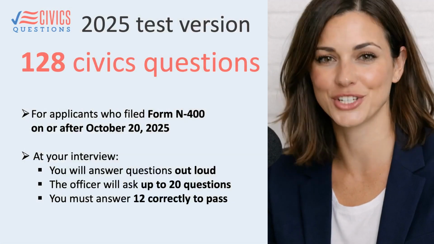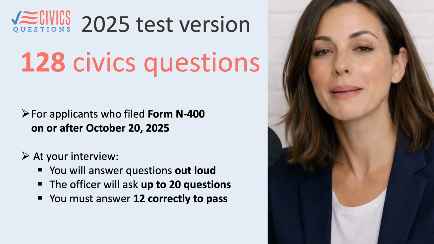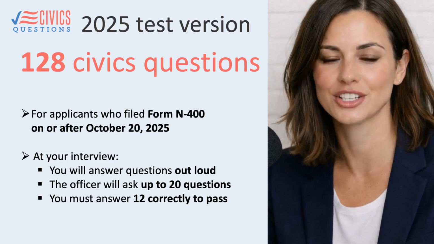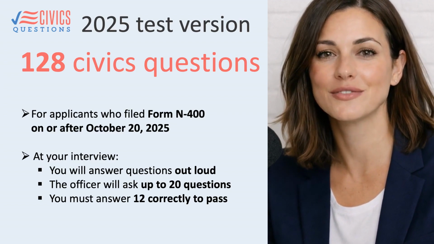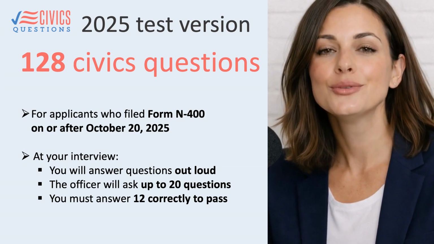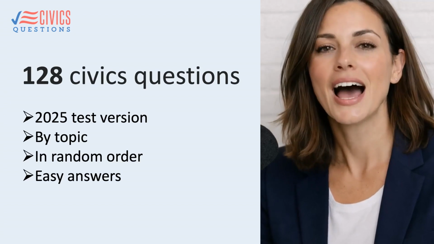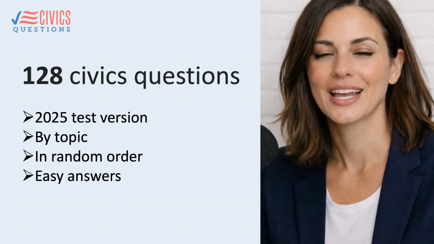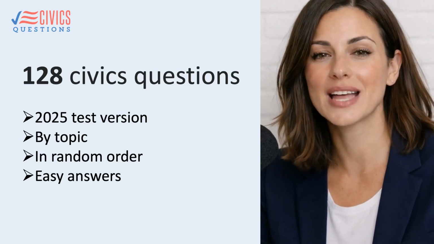Today we're practicing the U.S. Civics questions for the citizenship interview by topic. Quick version check. This video uses the 128-question civics test for applications filed on or after October 20th, 2025. At your interview, you'll answer the civics questions out loud. The officer can ask up to 20 questions, and you need 12 correct to pass. In today's video, I'll go through the questions in random order, and I'll give you one easy answer to remember for each one. I'll pause so you have time to answer too.